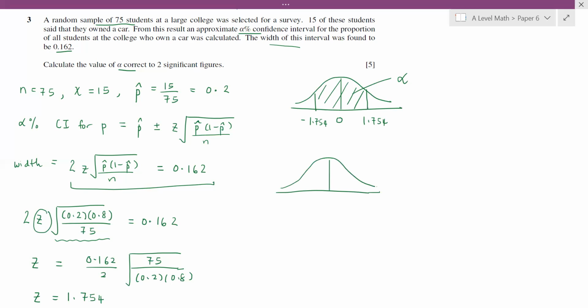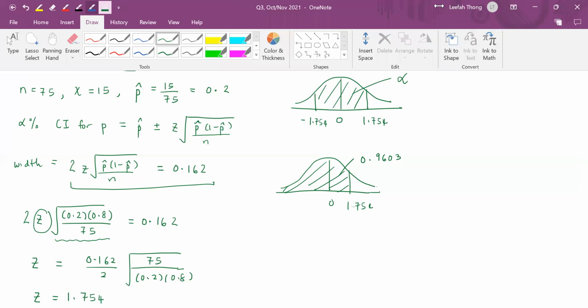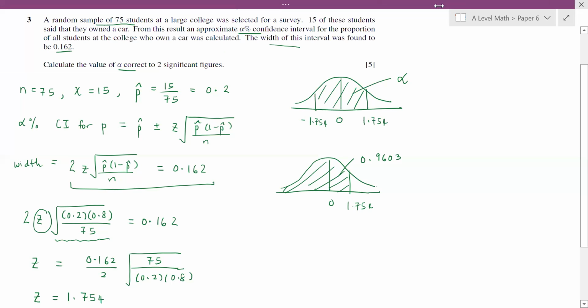From the standard normal table, this is 0. This is 1.754. The standard normal table gives us the left tail area. This left tail area is 0.9603. And from this standard normal table, you have 0.9603. This part here is 1 minus 0.9603. And it is exactly the same as this area.